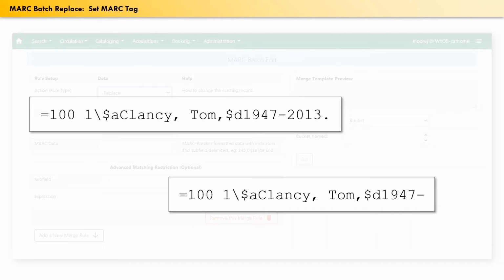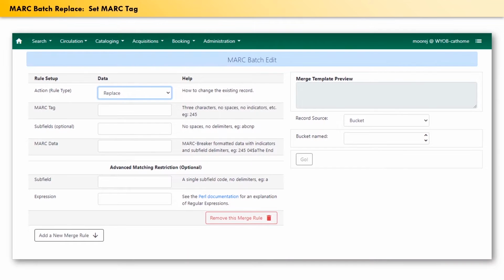For all of these older books, the content of the 100 field needs to be replaced so that all of the Tom Clancy author coding in our catalog looks the same. This is a prime case for when you would want to use MARC Batch Edit. So let's pretend, first of all, that we went through the catalog and we put all of the records that need to be changed into a particular record bucket. We have loaded MARC Batch Edit, and we've specified that we want the action to be Replace.